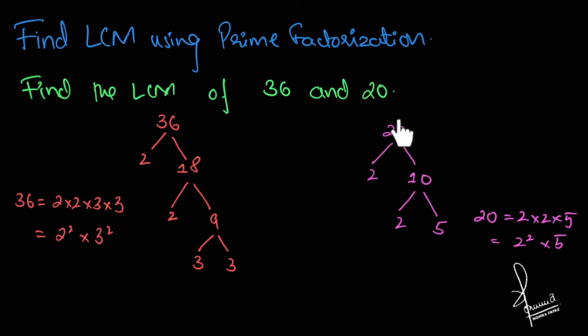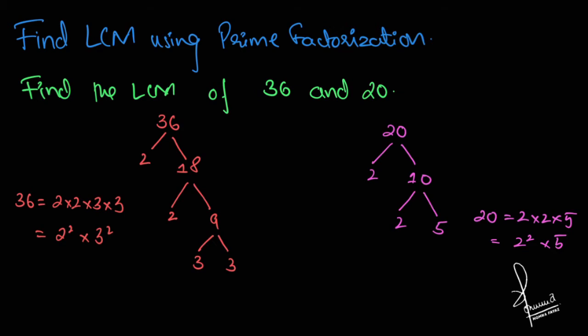Similarly for 20, the lowest prime number that is a factor of 20 is 2. So 2 tens are 20. Okay, now the lowest prime number which is a factor of 10 is 2 and 5. So you know when to end. Every branch at the end has a prime number on it. So what will the prime factorization of 20 be? 20 is equal to 2 into 2 into 5. So you've done the prime factorization of both the numbers.